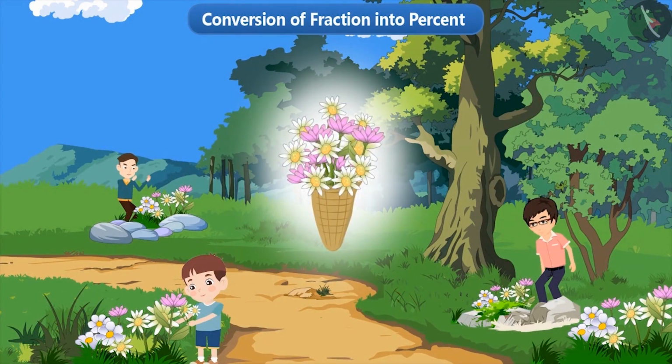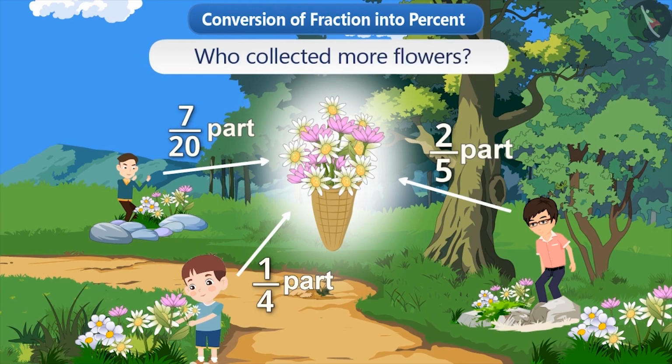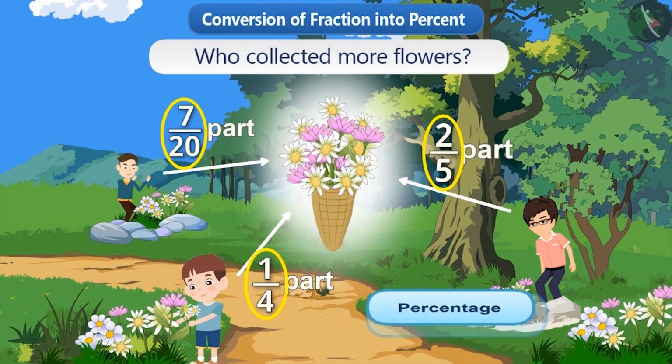Suppose Dinesh, Ramesh, and Rahul gathered some flowers together. Out of the total flowers, if 2/5 part is gathered by Dinesh, 7/20 part by Ramesh, and 1/4 by Rahul, can you tell who collected more flowers? Can you tell us how to do this? Think for a while. You got it right. Here we need to compare 2/5, 7/20, and 1/4. We can find the answer by comparing fractions, but we will make use of percentages here.